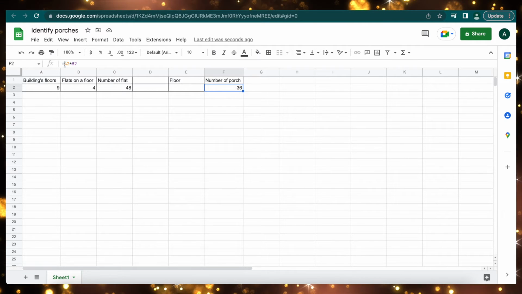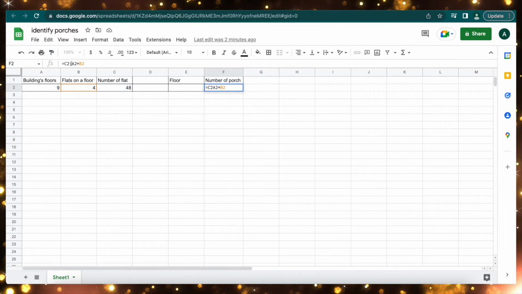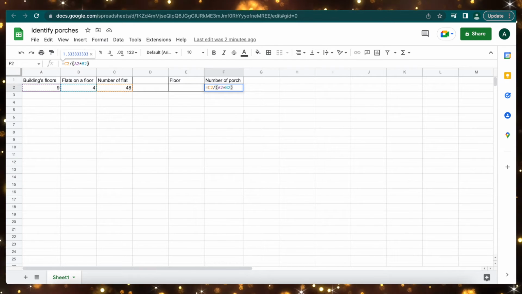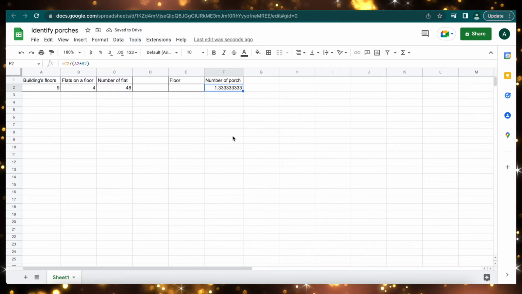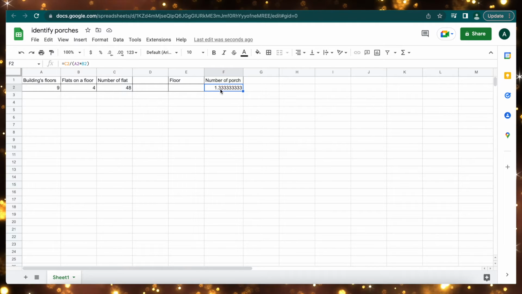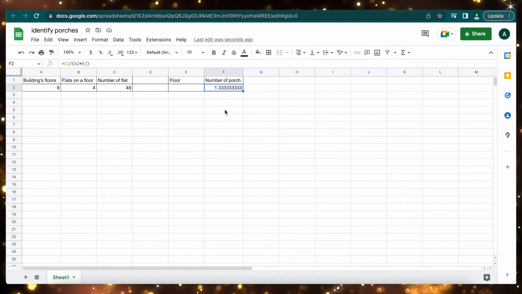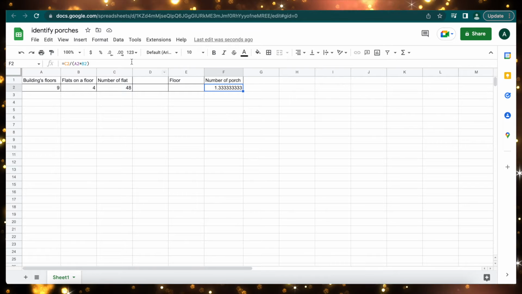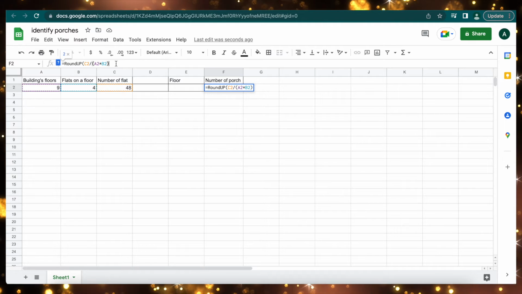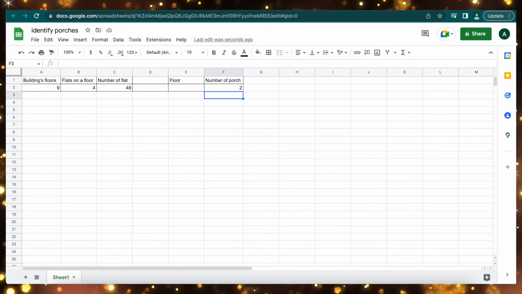For that we can choose the number of our flat, C2, divide by the number of all flats in one porch, then we have 1.333. That's why we see that the number of our porch is more than 1, but we have to receive a round number. For that we have to change our formula to ROUNDUP and close it in brackets, enter, and we have the second porch. It's correct information.